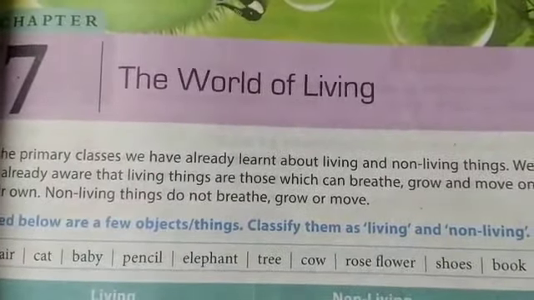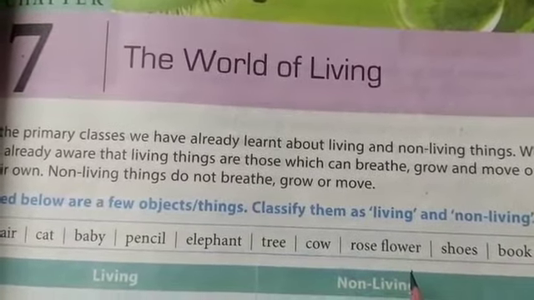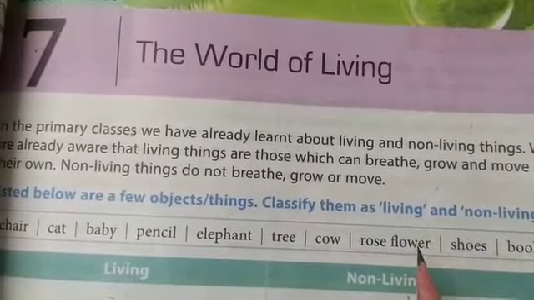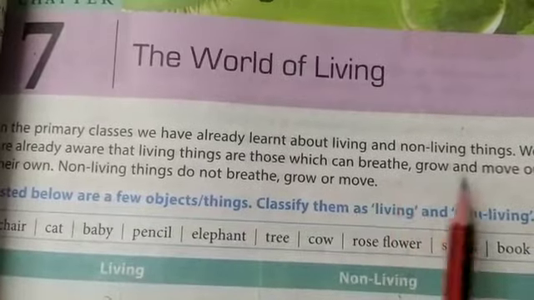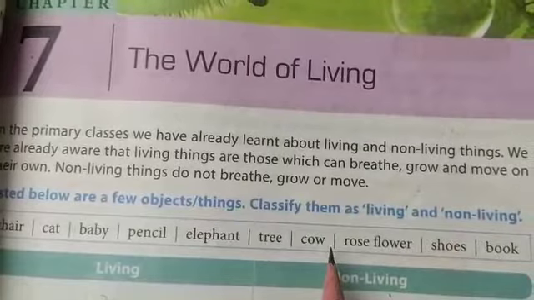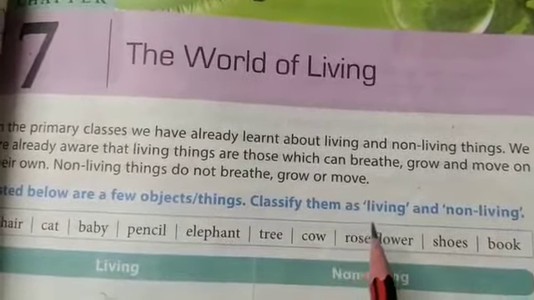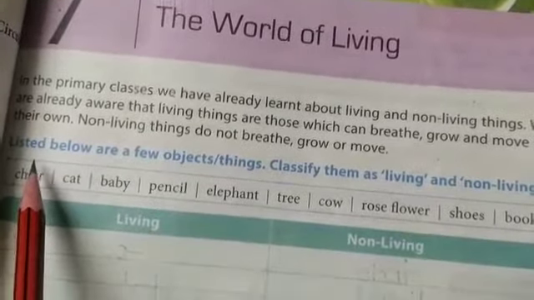In primary classes we had already learnt about living and non-living things. We are already aware that living things are those which can breathe, grow and move at their own level, and those which do not move, breathe or grow are said to be non-living things. So on the basis of living and non-living things, we have the table here.